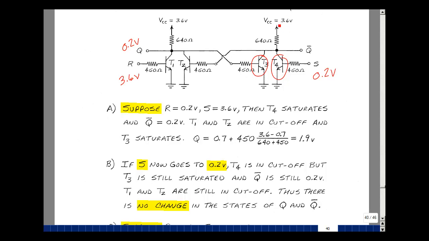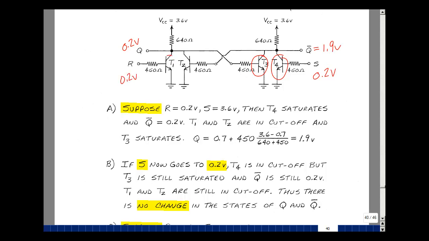I've got a battery of 3.6, and I've got a resistor and another resistor back to a PN junction. It's exactly the same condition we had on the other side. This voltage here is going to be 1.9 volts by the symmetry in the problem. Putting a logical 1 on the reset line and a logical 0 on the set line, the output Q is set low and Q bar is set high. What's going to happen if we were to let this go back to 0.2 volts?